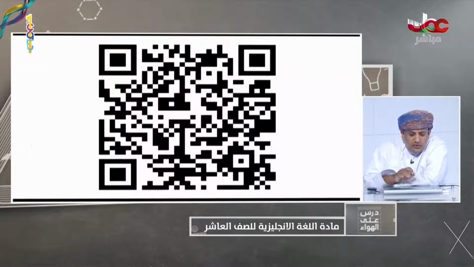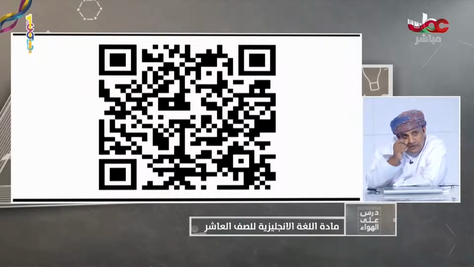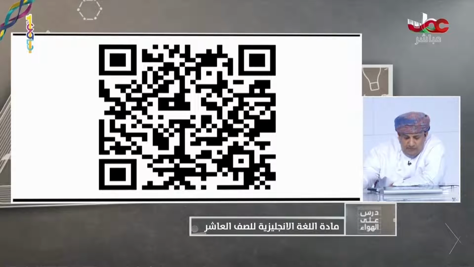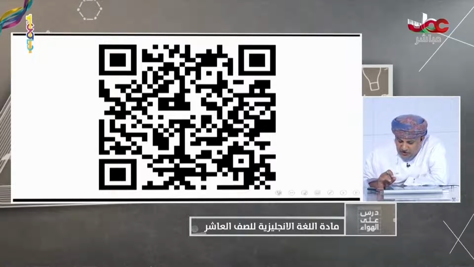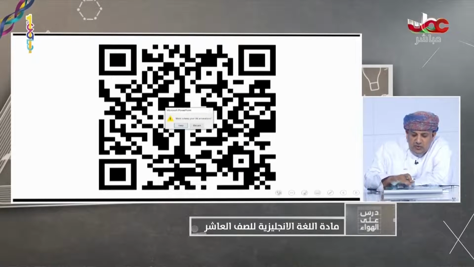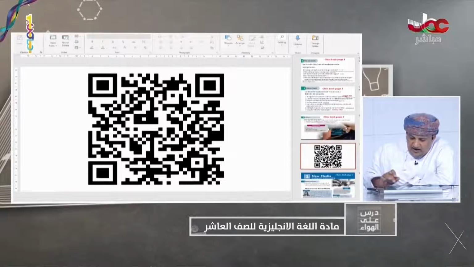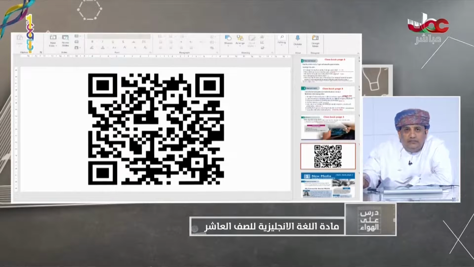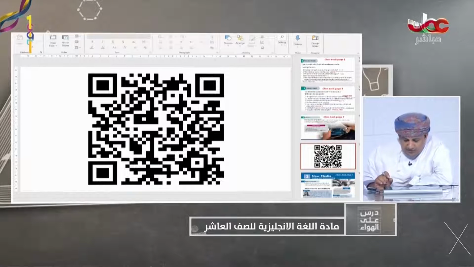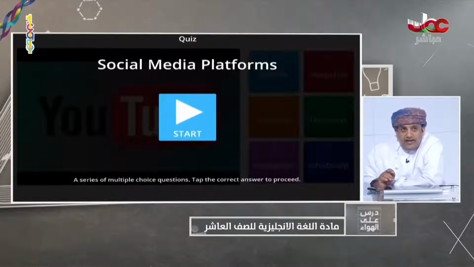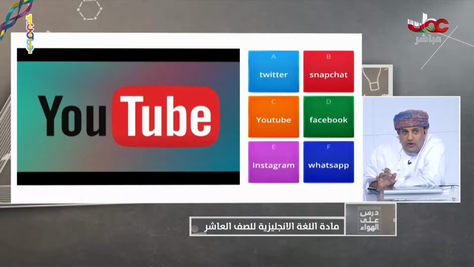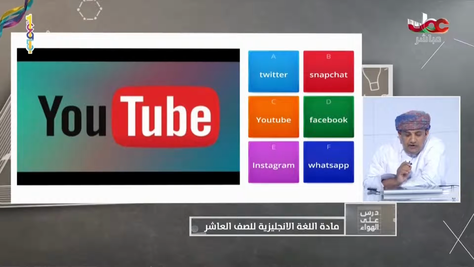So now let's go to a video game. As you know, we have so many new media platforms. Okay, so now let's check that you know each one. First of all, I want you to scan this QR code. Now let's play this game. We have 6 words, and we want to choose the correct word for the picture.